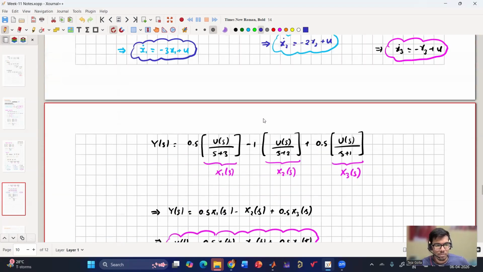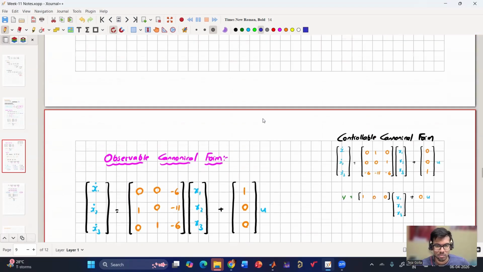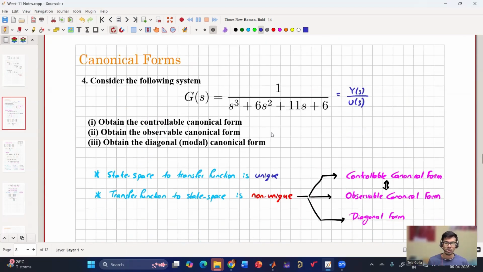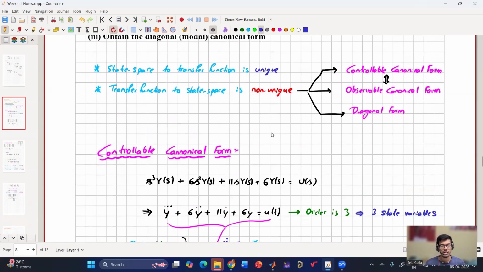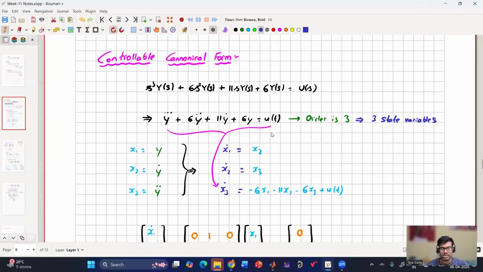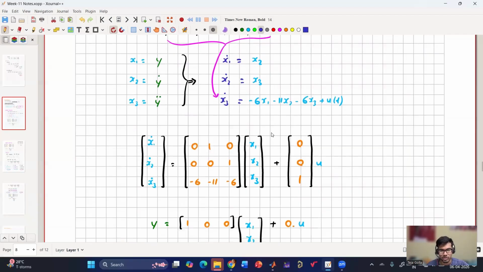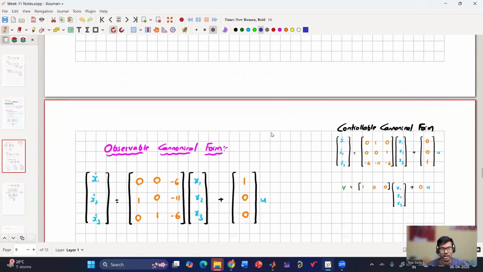So just to quickly summarize what we have discussed, because we have discussed multiple things. In this canonical form discussion, we have been given one transfer function, and we are asked to get the different types of canonical form representation of it. So we have realized the transfer function to state space is non-unique. Starting with the controllable canonical form, we have cross multiplied and then considered y as one of my states, and then considered the other states as the derivatives of this y. Once we have obtained that, we tried to get the individual equations and represent them in matrix form. And that will give me the controllable canonical form.